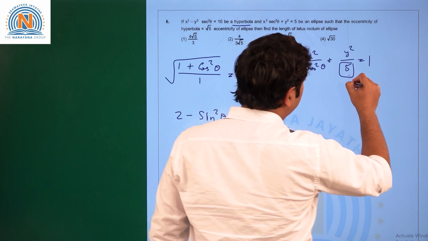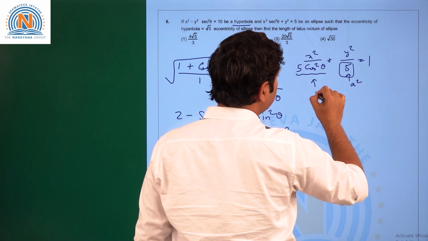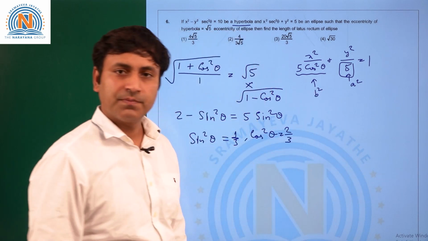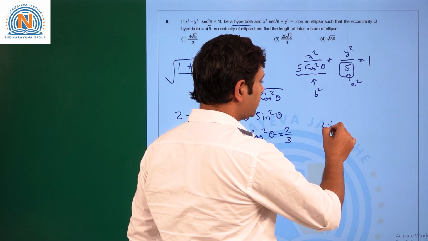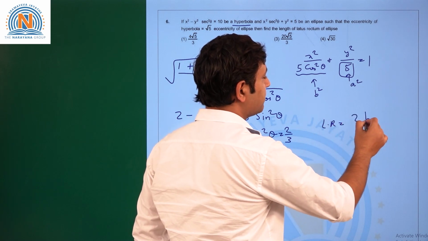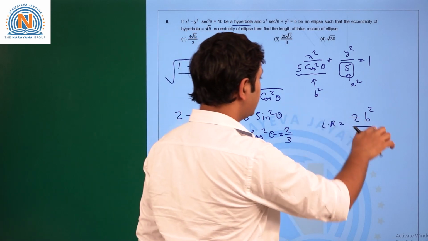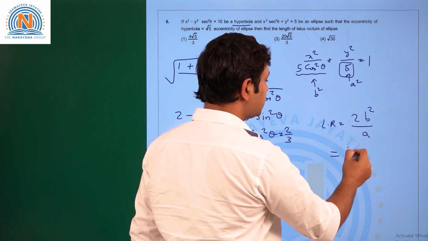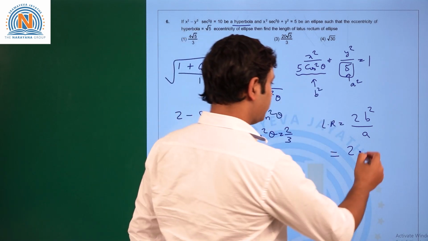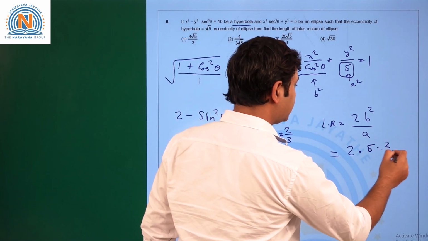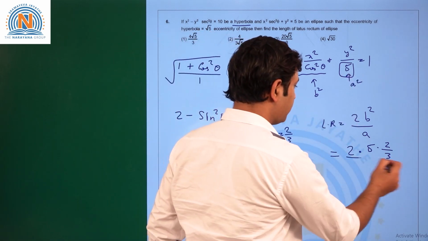This will play the role of a square, this will play the role of b square for the ellipse, and we have to find the latus rectum. So for the latus rectum, we have the formula 2b square by a. Putting the values, 2 times, what is b square? 5 cos square theta, so 5 into 2 by 3, since cos square theta is 2 by 3, upon a, which is root 5.